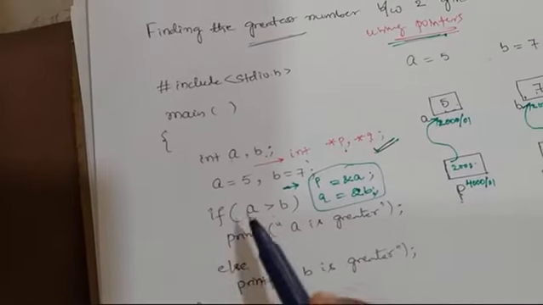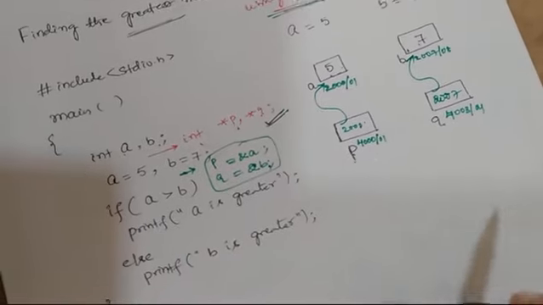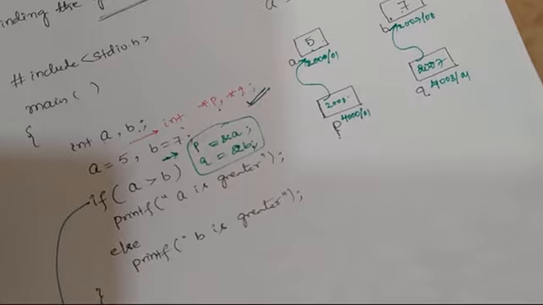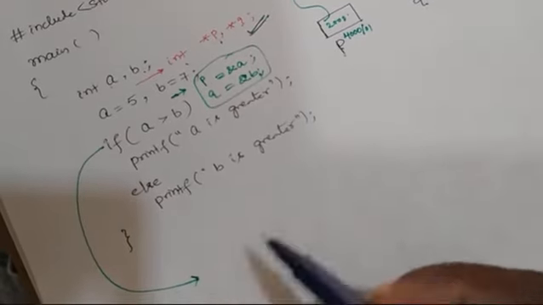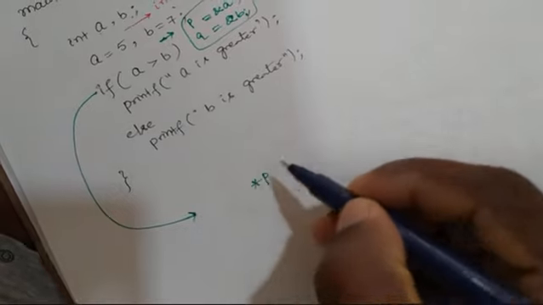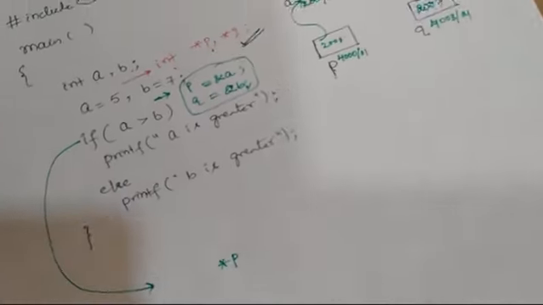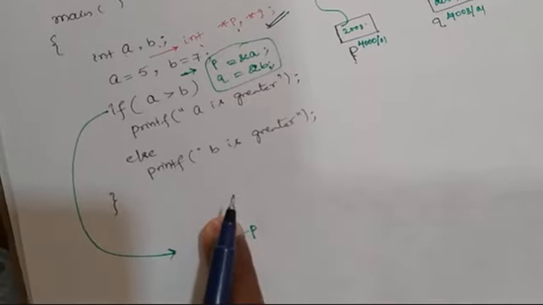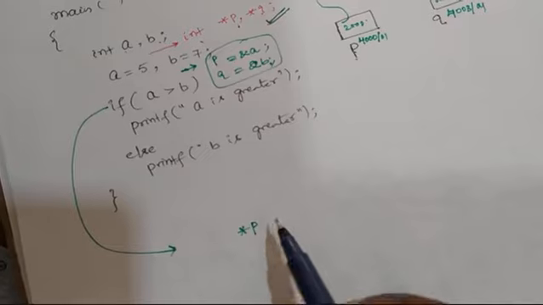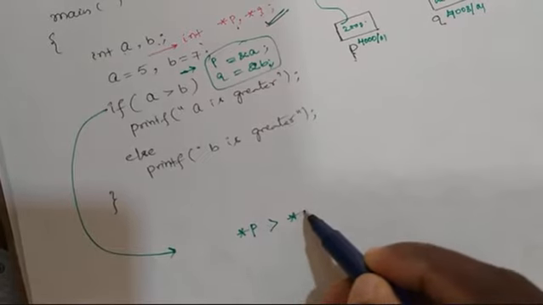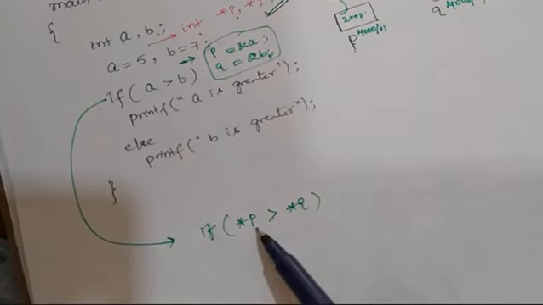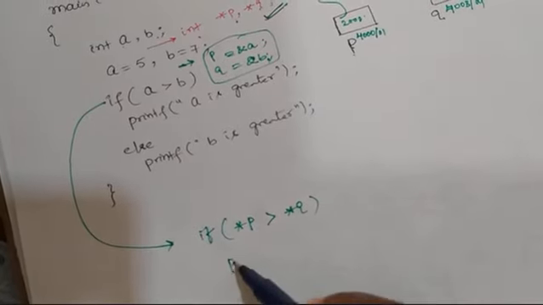Instead of the statement if A comma B, now this is no more A comma B. This is modified as what? Value of P, isn't it? In the previous topic we discussed that P is nothing but address, but star P is nothing but the value at that address. Therefore, how to compare? Star P greater than star Q. Okay, I have to provide if. If star P greater than star Q, then what I have to print?